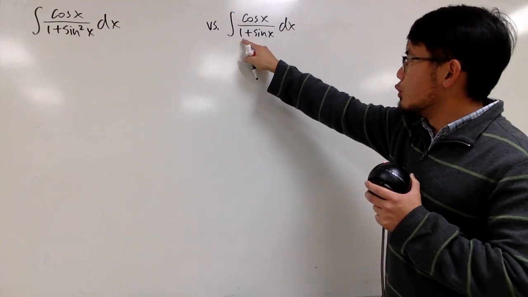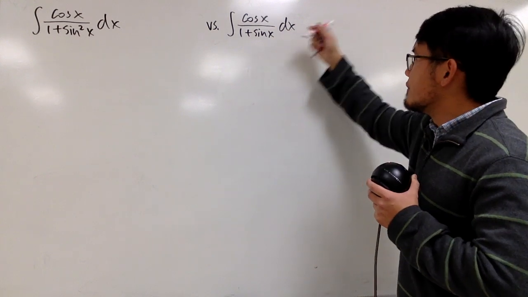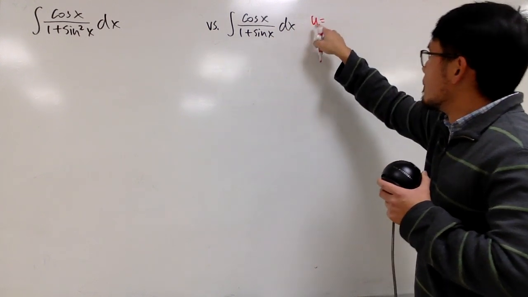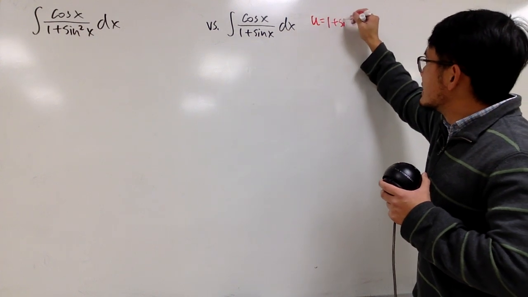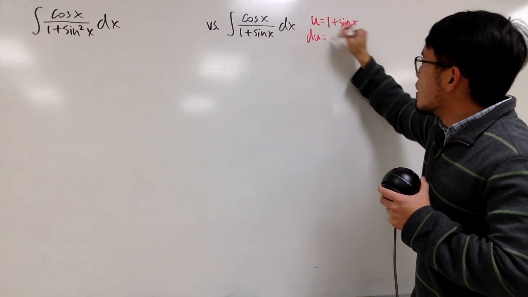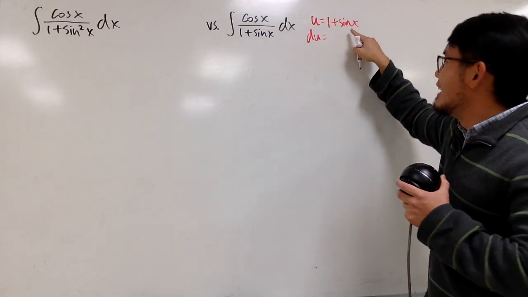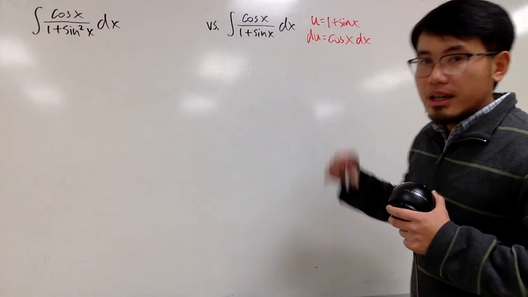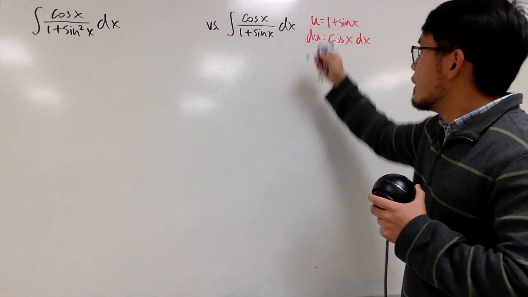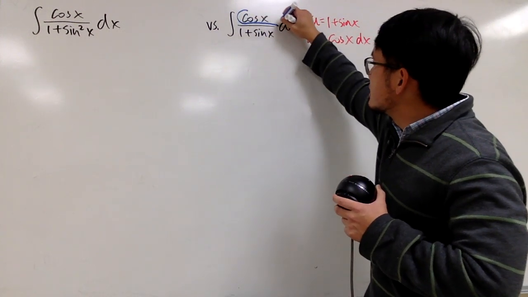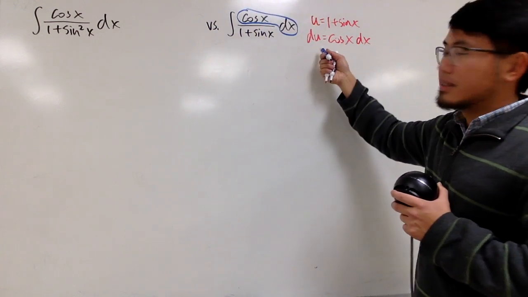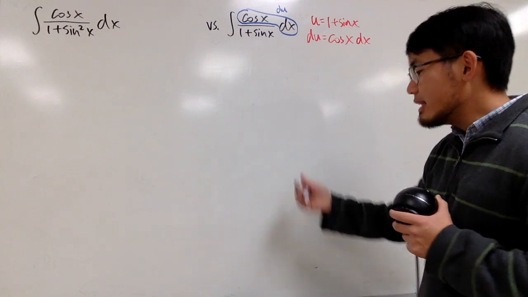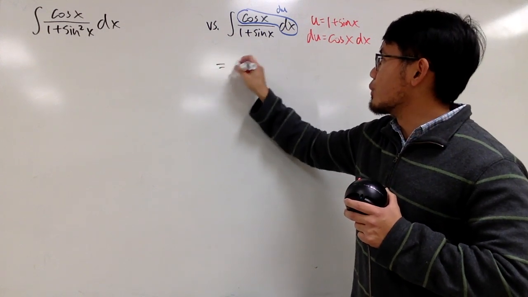I will take u to be 1 plus sine x, because if I differentiate 1, I get 0 anyway, so I'll have the 1 right here as well. So here we go. Let u equal 1 plus sine x, and then du equals, the derivative of 1 is 0, and the derivative of sine x is cosine x dx. As we can see, on the top we have exactly cosine x times dx, and that is our du. So that's nice, and with that being said, we can take this to the u world right away.